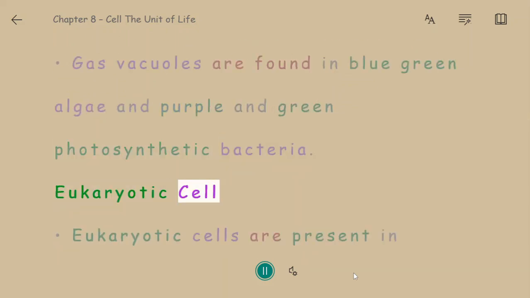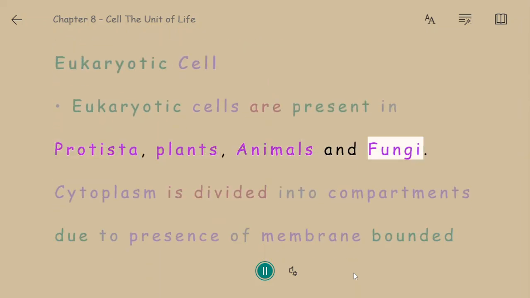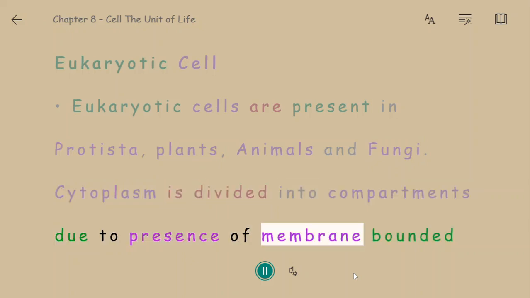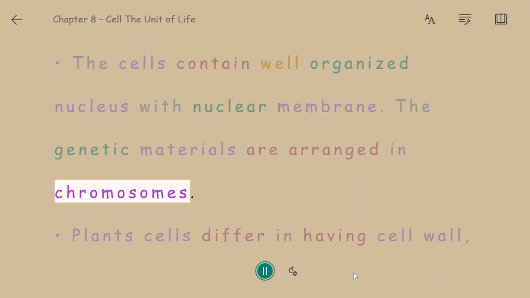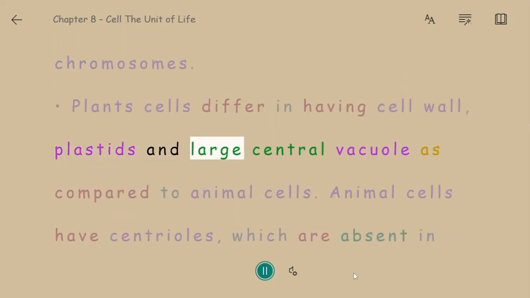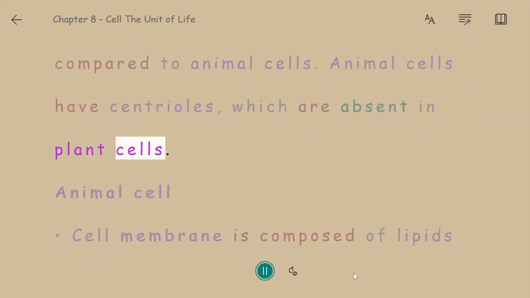Eukaryotic cell. Eukaryotic cells are present in protista, plants, animals, and fungi. Cytoplasm is divided into compartments due to presence of membrane-bounded organelles. The cells contain a well-organized nucleus with nuclear membrane. The genetic materials are arranged in chromosomes. Plant cells differ in having cell wall, plastids, and large central vacuole as compared to animal cells. Animal cells have centrioles, which are absent in plant cells.